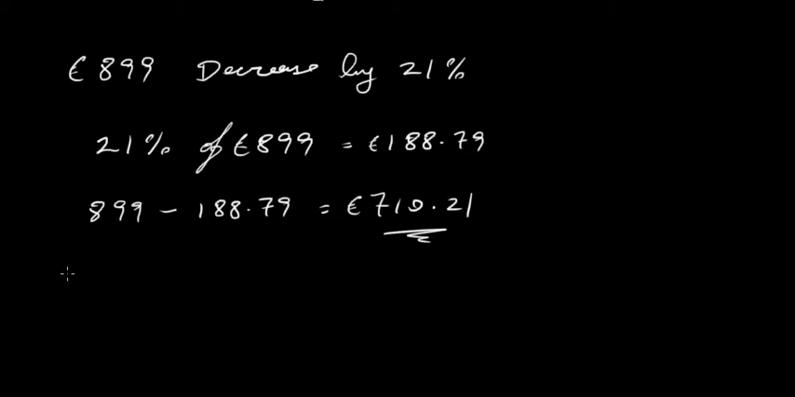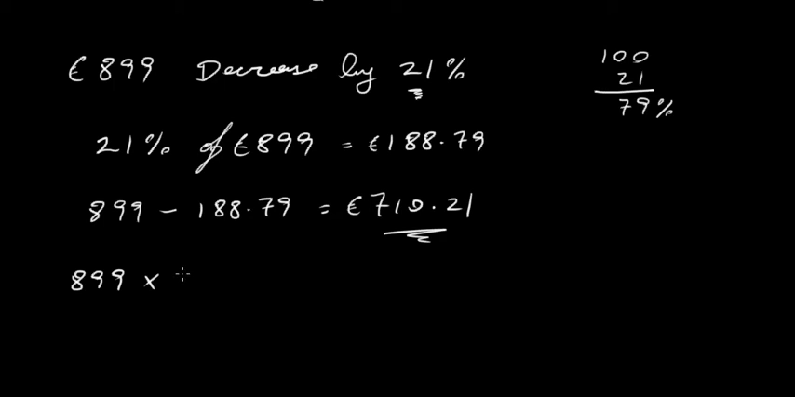Now the other way of doing that, similar to what we did above, we could just simply take the 899 euros. This time we want to decrease it by 21%. So our 100% is our 899 euros. We want to decrease it by 21. If we subtract 21 here, we'll get 79. So really what we're doing is going from 100%, which is our 899, down to 79%. We want 79% of this 899.